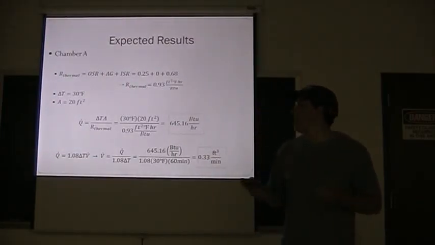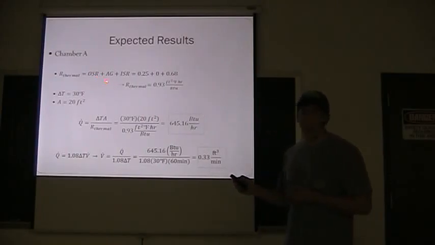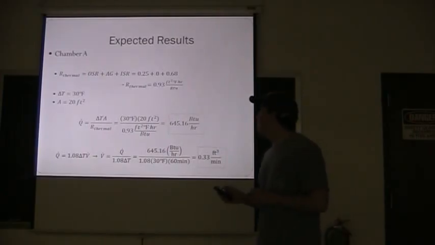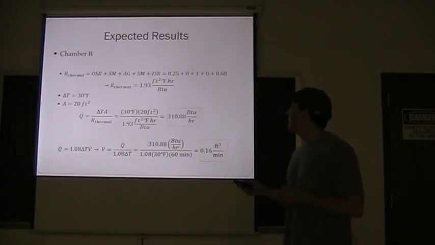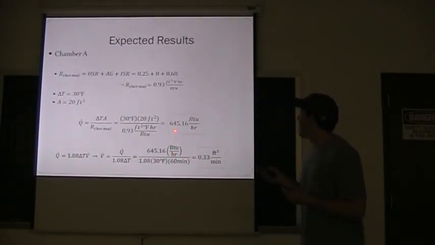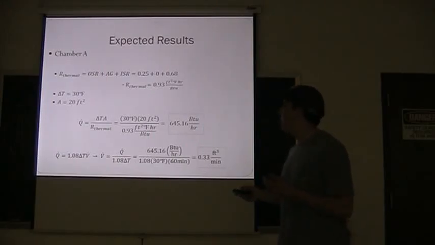And for our expected results, since we have only 3 resistances for chamber A, between chamber A and the hot plenum, that's going to end up being the total thermal resistance of 0.93. And then as an example, I used the change in temperature as 30 degrees Fahrenheit, and then the area of the room as 20 feet squared. And that'll give you around 645 BTU per hour for the heat removed from the space. And then manipulating the equation, we're going to get a volumetric flow rate of about 0.33 cubic feet per minute.